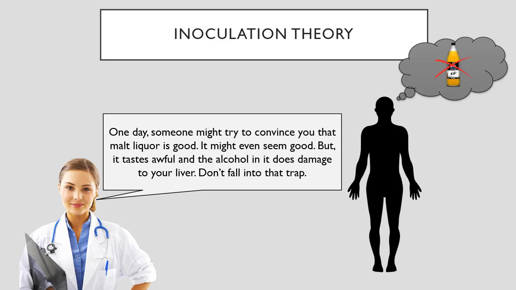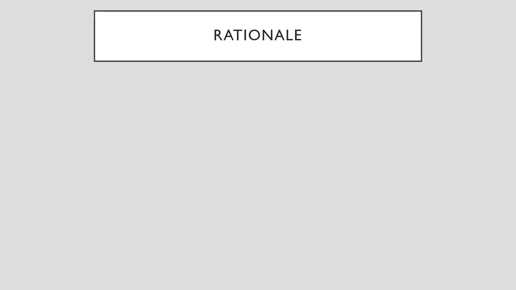Now, this is a very basic inoculation type message, but this type of message theoretically should guard against persuasion via other sources if that person tries to persuade our target here that drinking malt liquor is good. So again, what we're trying to do is protect against changes in beliefs and attitudes. We're not trying to change beliefs and attitudes themselves.